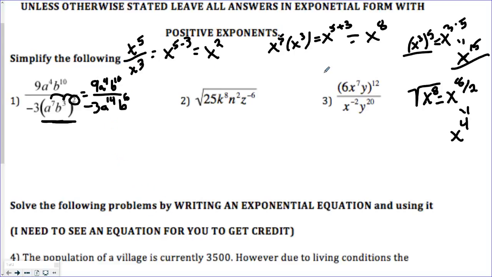Now I'm going to use my rules. The first thing I'm going to do is take care of the numbers. So this right here, 9 divided by negative 3. Because remember, this is the division bar. So I'm just going to do all three of these divisions separately. 9 divided by negative 3 is negative 3.